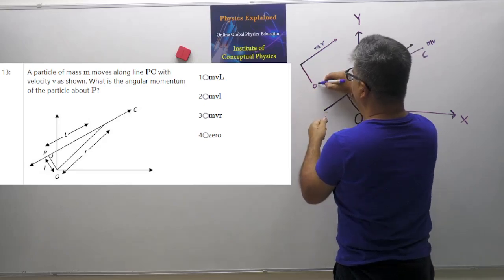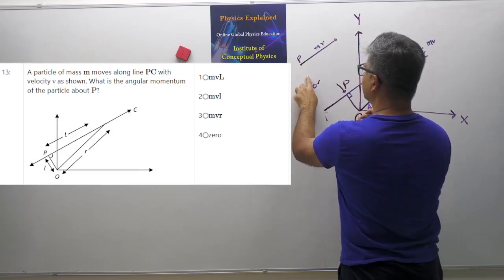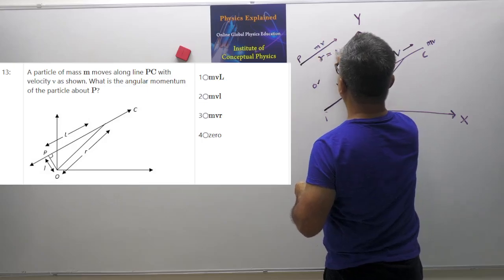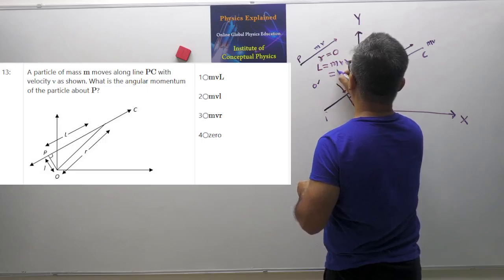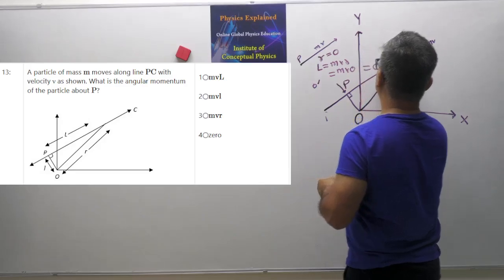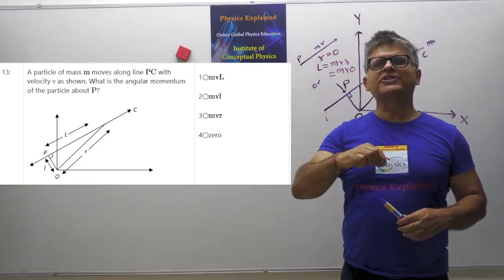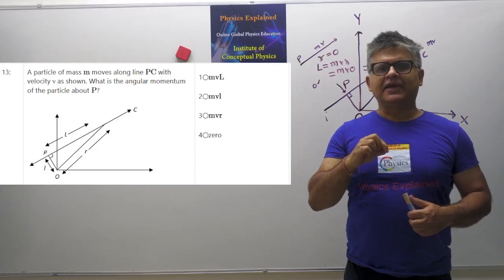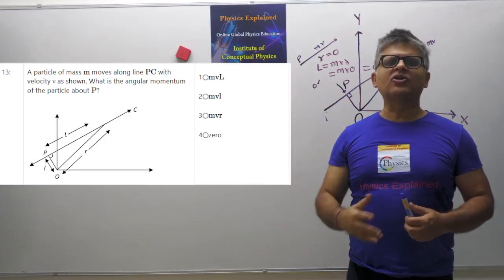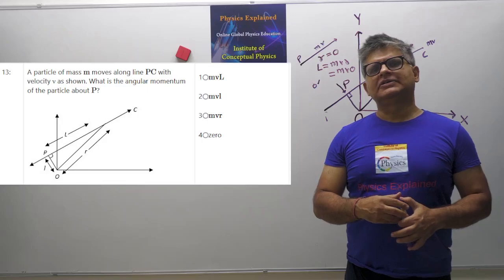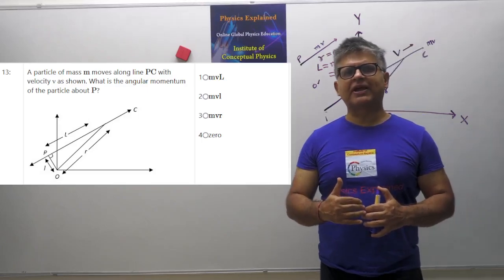And this particular point O has shifted to P. So your r actually becomes 0. There is no r available to you in this question. So your angular momentum is therefore mvr, which is equal to mv times 0, which is equal to 0. No angular momentum. If the point about which you're finding the angular momentum is on the axis along which the linear momentum is there, your angular momentum does not exist.